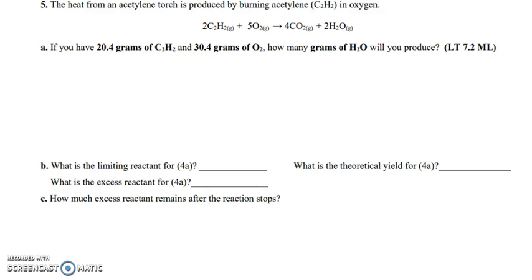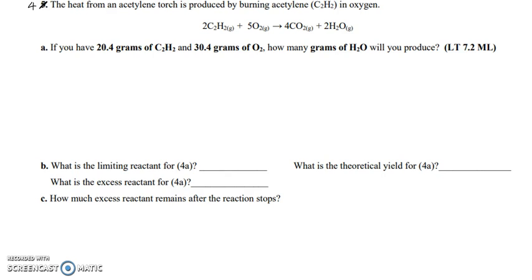This is an example of a limiting reactant problem, but instead of the basic level, which is moles to moles, it's the next level, which is grams to grams. So the first thing I'm going to do is make a quick correction here. This number 5 should be a number 4, so if you will change that on yours.